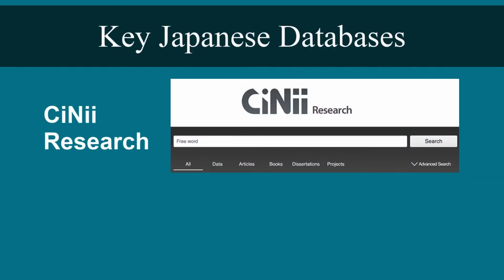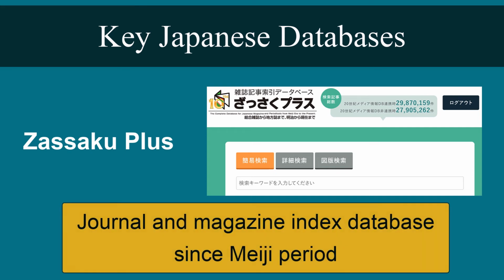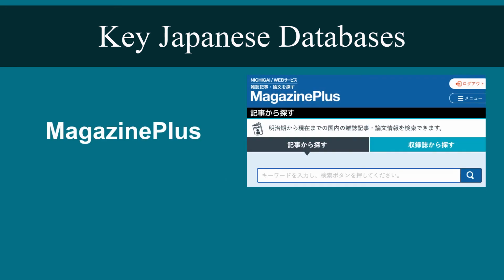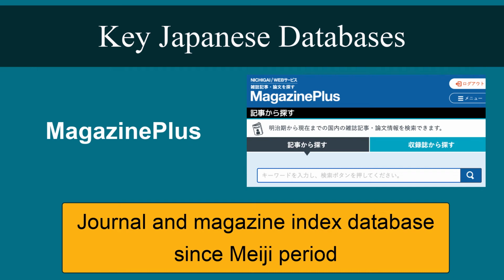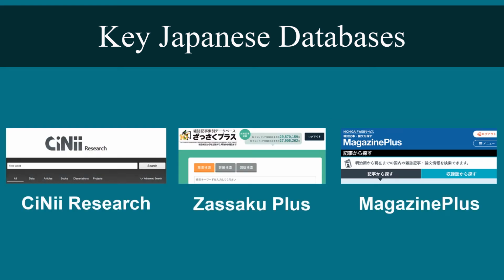CiNii Research is the largest academic information search service for humanities and social sciences in Japan. It searches journal articles, books, dissertations, research data, government-funded research projects, and more. Zassaku Plus is a journal and magazine index database since the Meiji period, including those published in former Japanese colonies. Magazine Plus is another index database of journal and magazine articles published since the Meiji period. These three databases have some overlapping content.